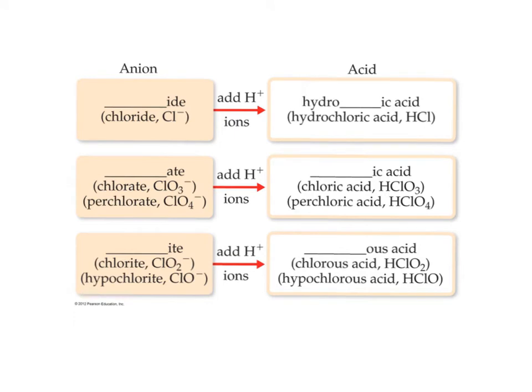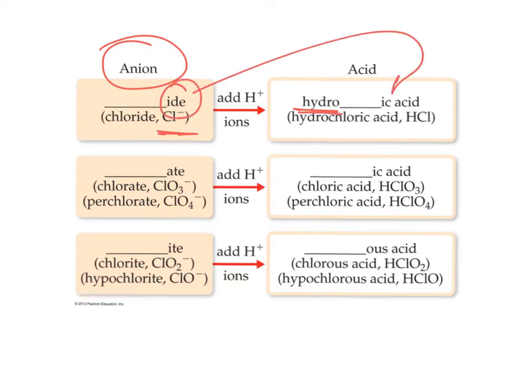Now, the basic rule is this: if you look at the anion, if the anion ends with ide, then all you have to do is add the word hydro, and the ide becomes ic. So you add hydro-ic acid. If it is HCl, you look at the chloride part. Cl is chloride, so basically you say hydro, and chloride becomes chloric, and you say acid. So HCl would be hydrochloric acid.